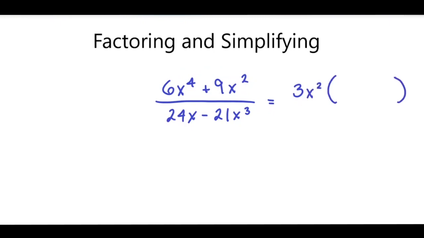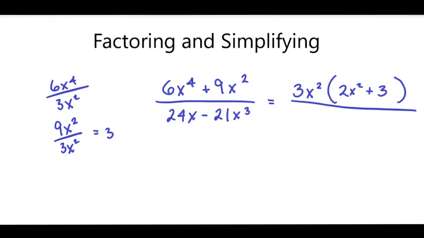Now, when I divide 6x to the fourth divided by 3x squared, that's 2x squared. And when I divide 9x squared by 3x squared, that leaves me with just 3. So it's positive 3, so I will say plus 3 here.